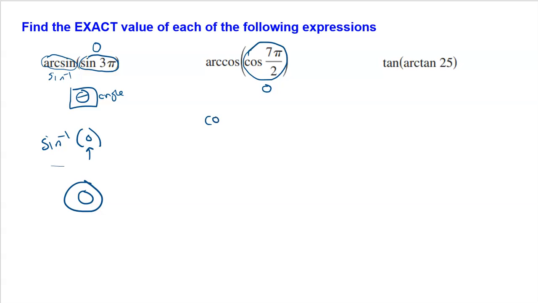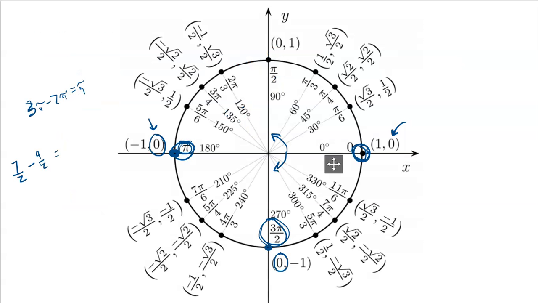So now I'm going to write cosine inverse of 0. Okay, this is really easy. All right, so now this right here is an input, and that is a value 0. That is an x-coordinate from the unit circle. And I need to figure out the angle that has an x-coordinate of 0. So where do you see an angle that has an x-coordinate of 0?